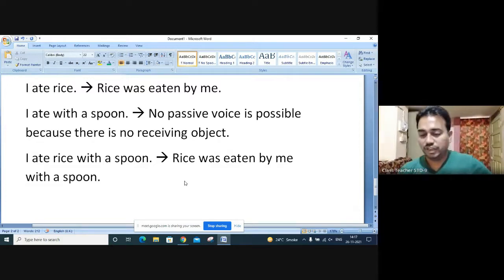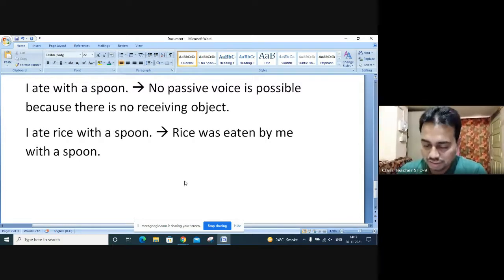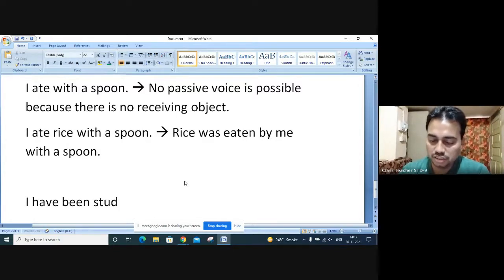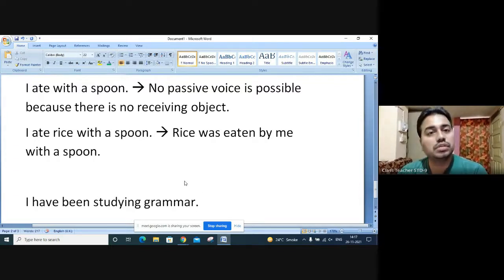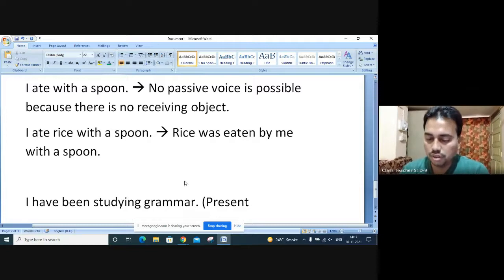Chalo, let's see if we can make the passive voice sentence of this sentence. I have been studying grammar. What is the tense of the sentence? The tense of the sentence is present perfect. How did we know that it is perfect? We have the helping verb been, and studying is the ing form, so continuous form. So present perfect continuous tense.